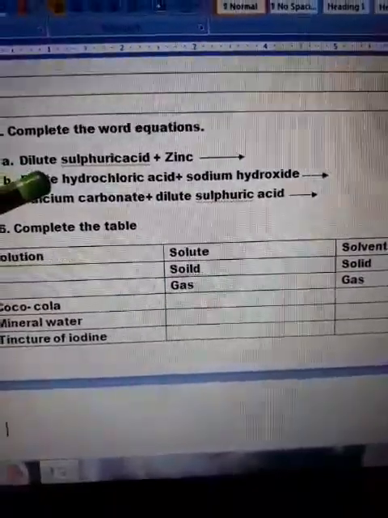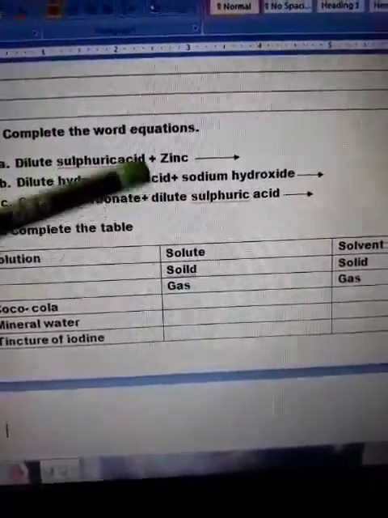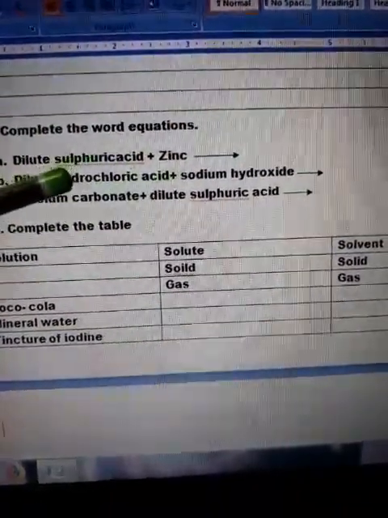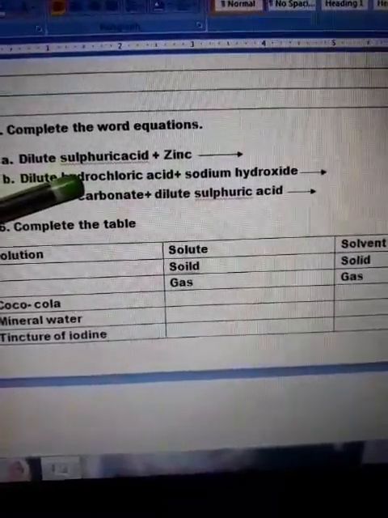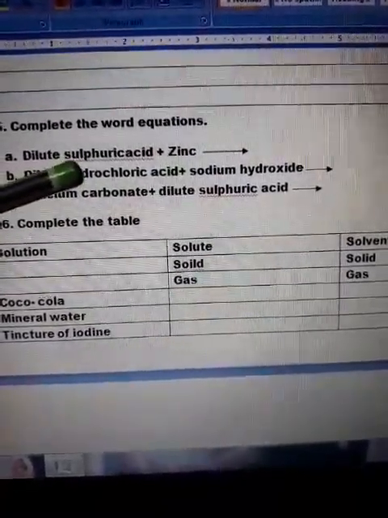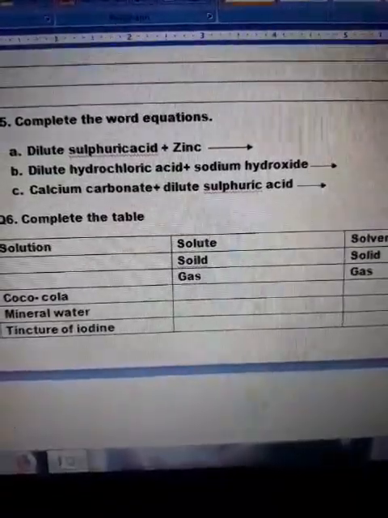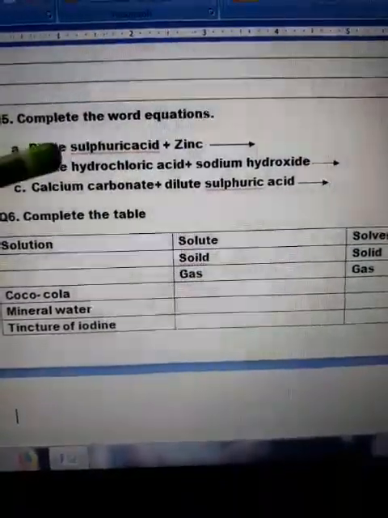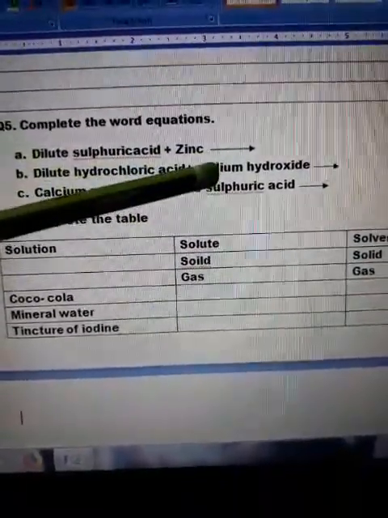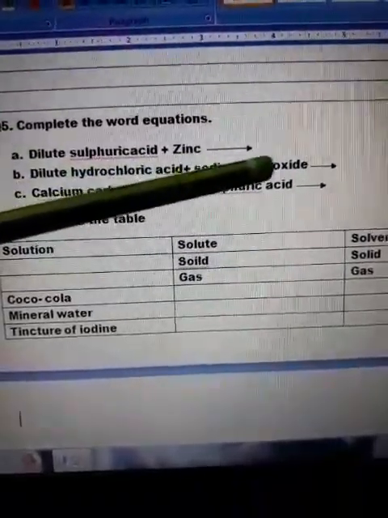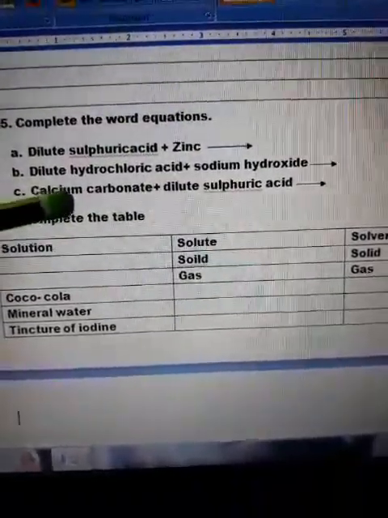Next is hydrochloric acid and sodium hydroxide. Sodium hydroxide is alkali and the acid is hydrochloric acid. It means we are talking about a neutralization reaction which results in the formation of salt and water. The salt would be sodium chloride and from hydroxide we will be getting water.